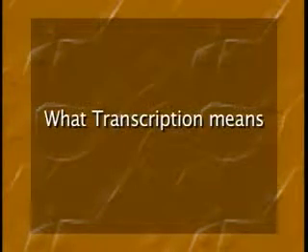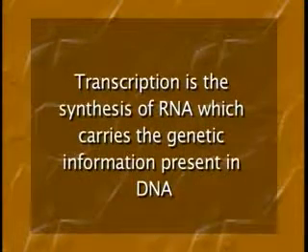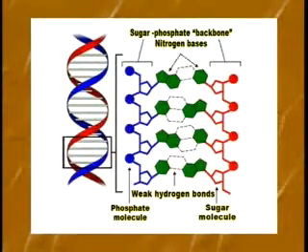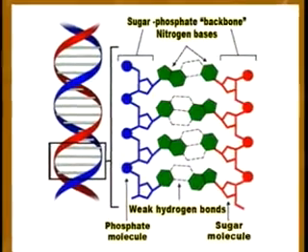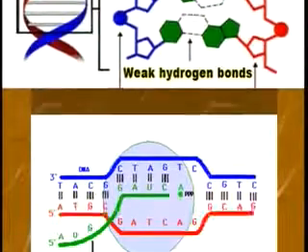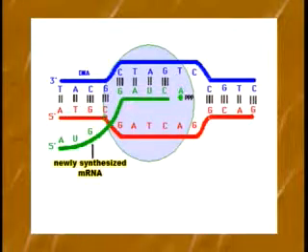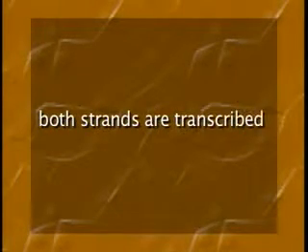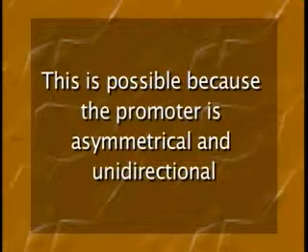Now, what does transcription mean? Transcription is the synthesis of RNA which carries the genetic information present in DNA. The DNA is double-stranded and can theoretically code for two separate RNA molecules. However, it has been found that only one of the two strands of the gene is transcribed. Only in a few exceptional cases, both strands are transcribed. This is possible because the promoter is asymmetrical and unidirectional.